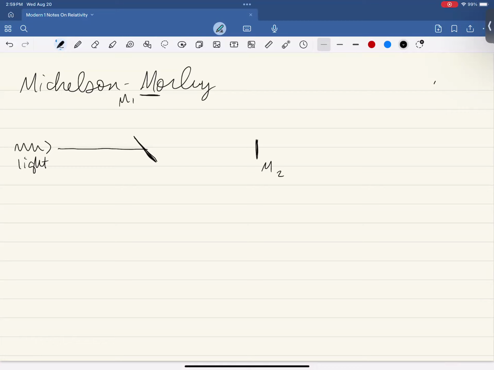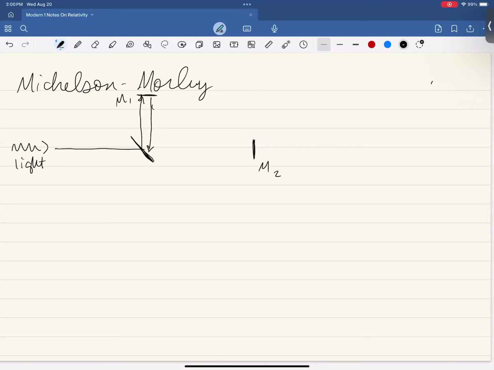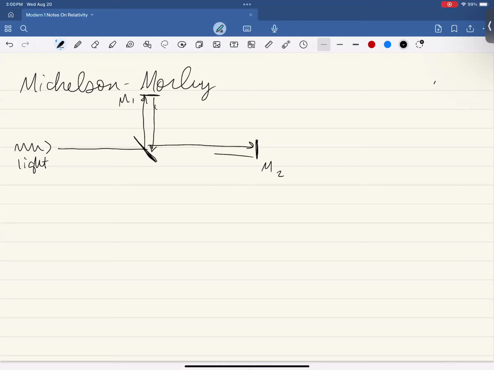So what happened then is part of the beam went to M1 and then bounced and came back. And then part of the beam went to M2 and then bounced and came back. Once it hit the beam splitter again, those two beams would be turned and they would go together down to the detector, which I sketched out as this little eye right here, okay? Now, we'll call the distance between the beam splitter and M1 L1, and we'll call the distance between the beam splitter and mirror 2 L2, okay?